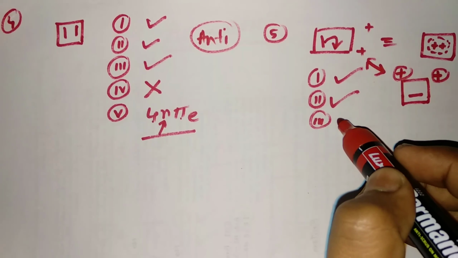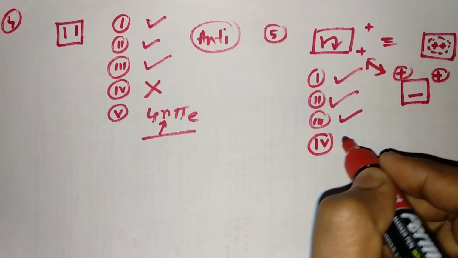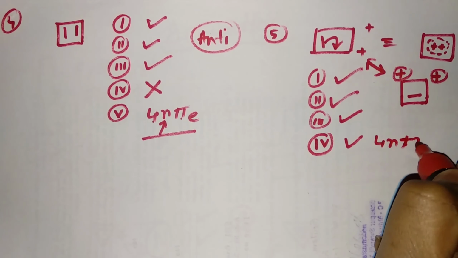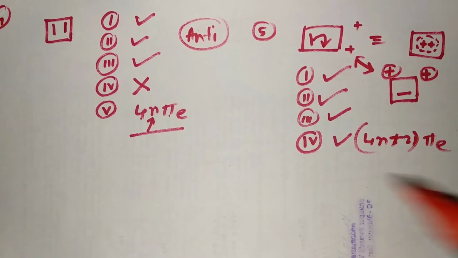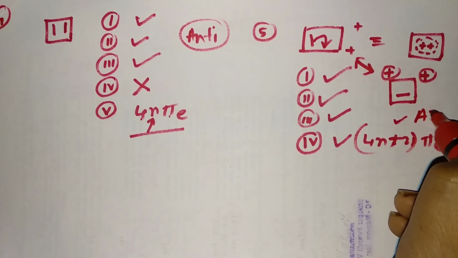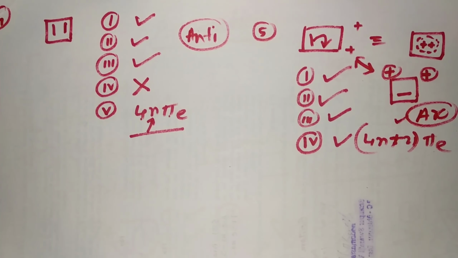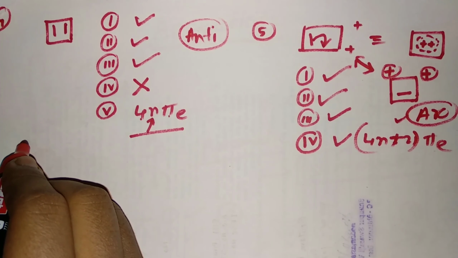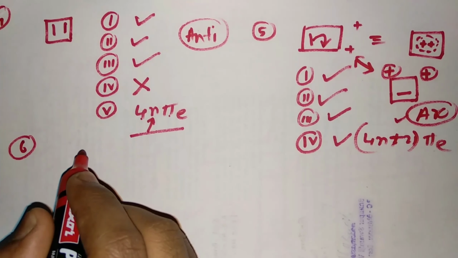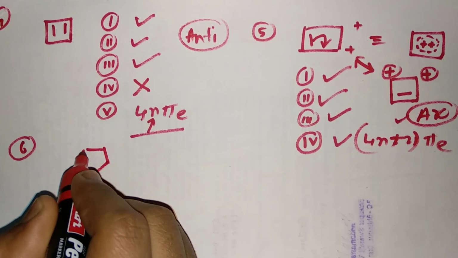So it obeys the third rule, and it obeys the fourth rule, that is 4n plus 2 pi electrons. So now this is aromatic, of course. Now coming to another example, that is the sixth example, which is this one.